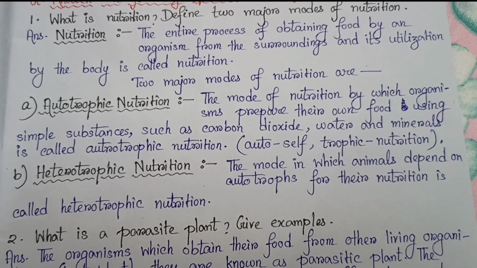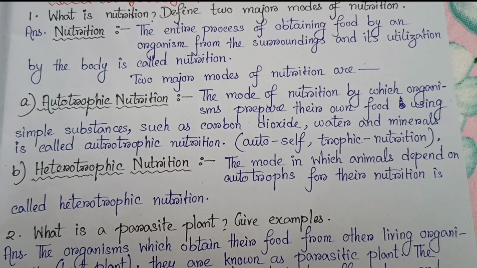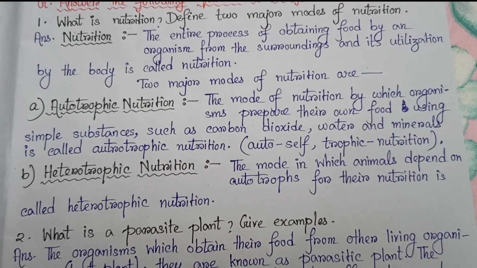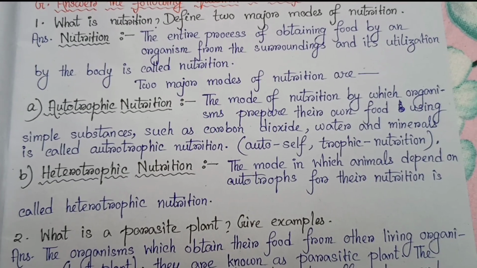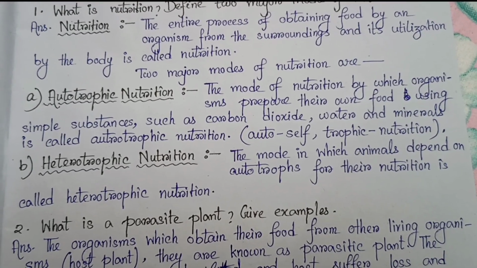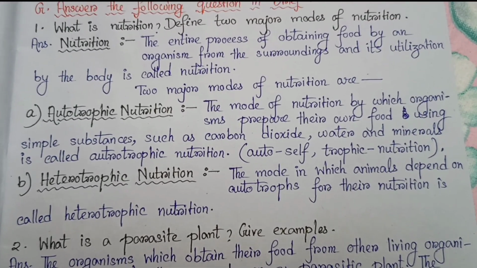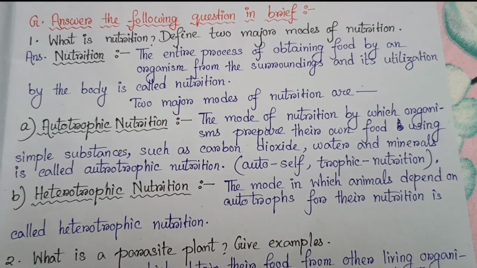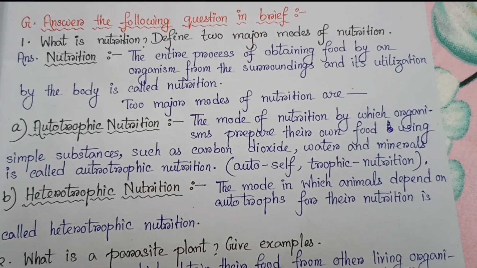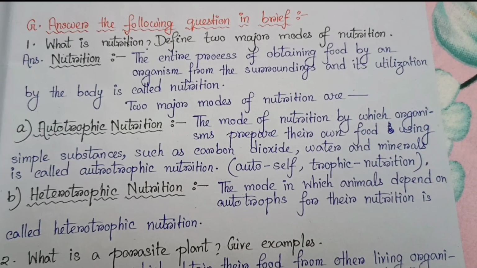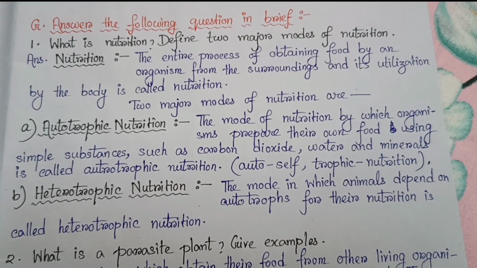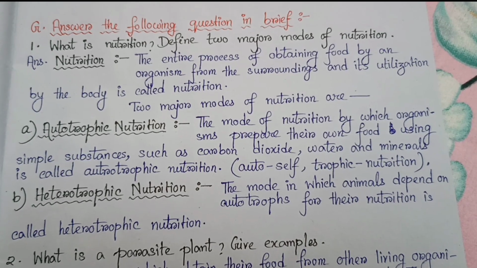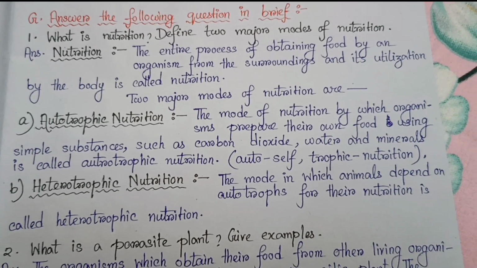So let's explain the autotrophic nutrition. The mode of nutrition by which organisms prepare their own food using simple substances such as carbon dioxide, water, and minerals is called autotrophic nutrition. So here, auto means self and trophic means nutrition. Number B, heterotrophic nutrition, the mode in which animals depend on autotrophs for their nutrition is called heterotrophic nutrition.